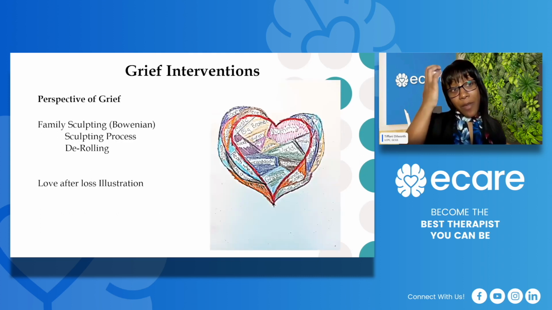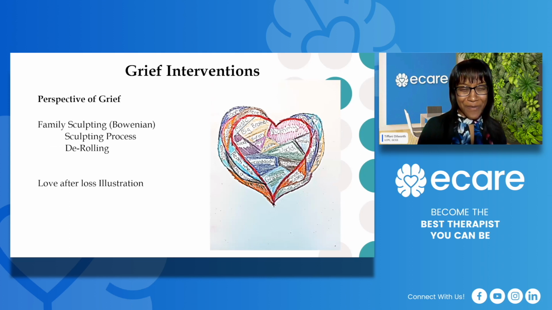So next was family sculpting. I'm not sure how many of you do family work, but family sculpting can be a very helpful one. So basically what we do is we have our clients choose a sculptor, and it's their choice who they want to be the sculptor. And so the sculptor will put people in physical positions and we process with them. How is that for you? And then we do a de-rolling process.